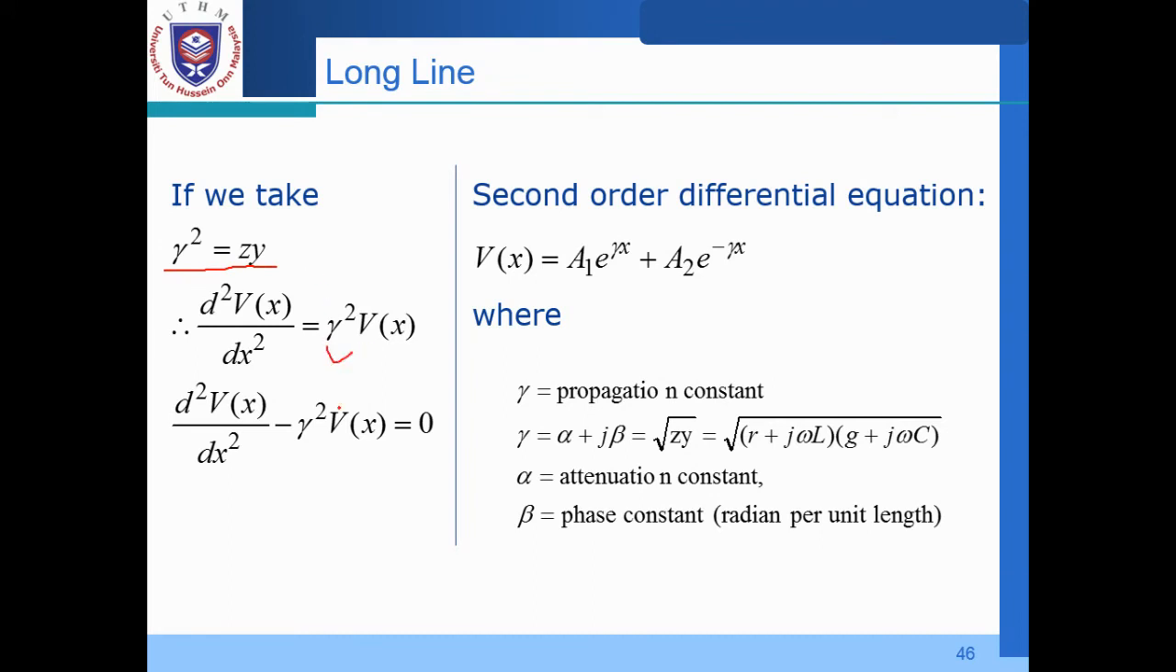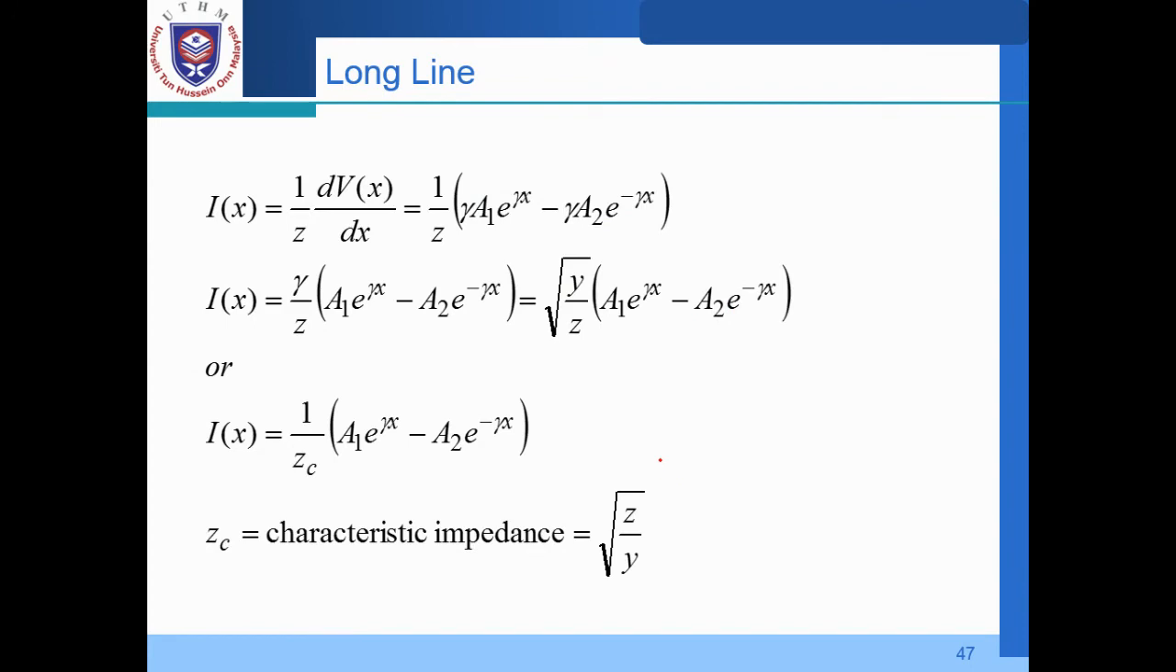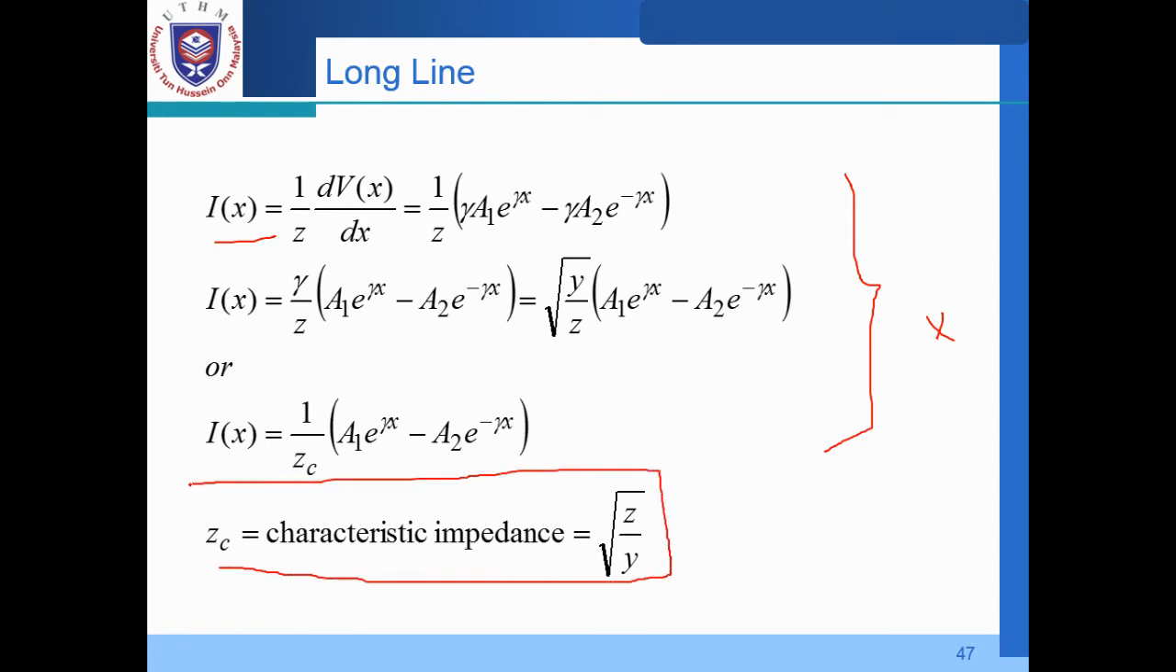So when we take gamma square equal to ZY, we try to represent. We derive again. I will make it short, revise again, and then we implement the second order differential equation, this one, with constants A1 and A2. So this is some of the definition of the symbols above. Let me skip this one. This is again for the derivation of Ix. Skip these three.